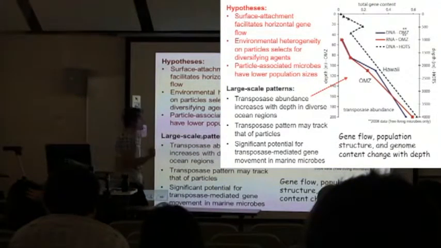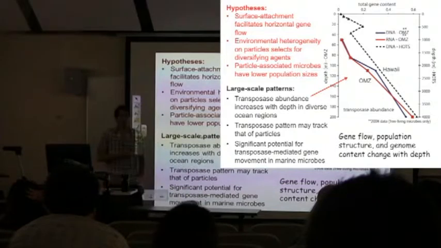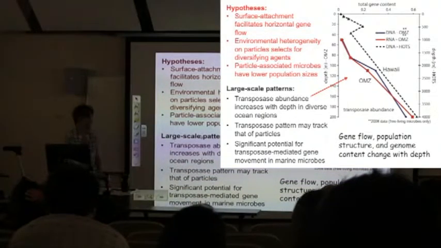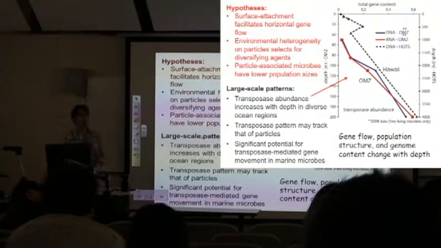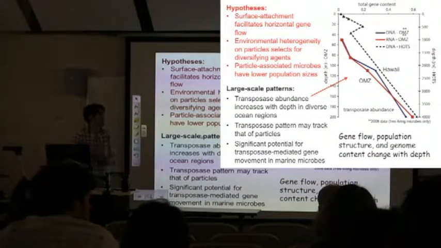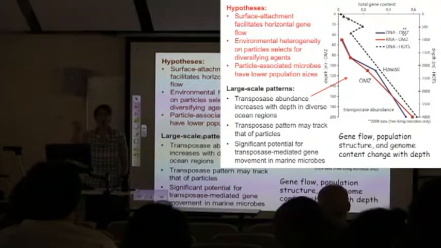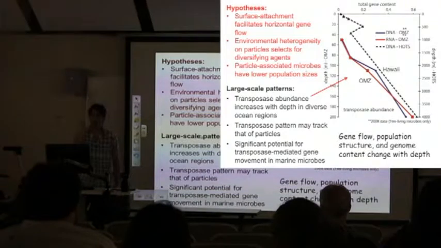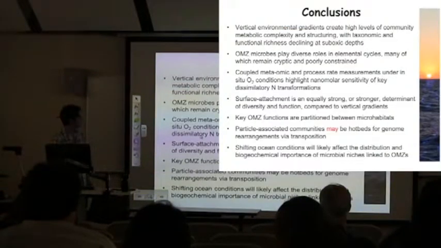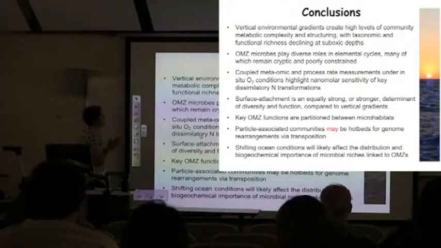So what I think this is saying, which is quite interesting, is that the dynamics of gene flow, potentially population structure, and also genome content, change not only with depth, but also at the microscale, depending on how close you are to your neighbors, and some of the selection processes operating on that unique microbial micro niche that you're in. So we're doing some work to follow up. Okay.